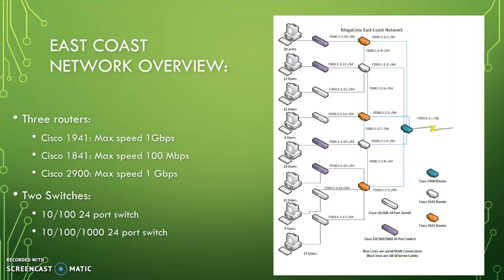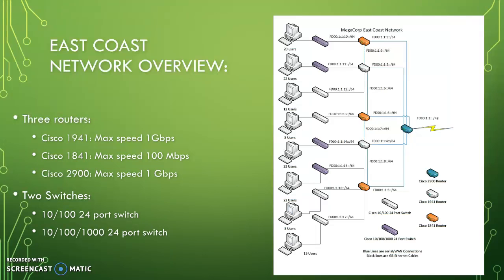For this, we're using 3 different routers. The first router is a Cisco 1941 series, and it has a maximum speed of 1 gigabyte per second. The second router being used is the 1841 series, and it has a maximum speed of 100 megabytes per second. Now the third router being used is our gateway router, which has a maximum speed of 1 gigabyte per second, and it also has some wide area network switches which allow for a lot of security features for data coming into and out of the network.